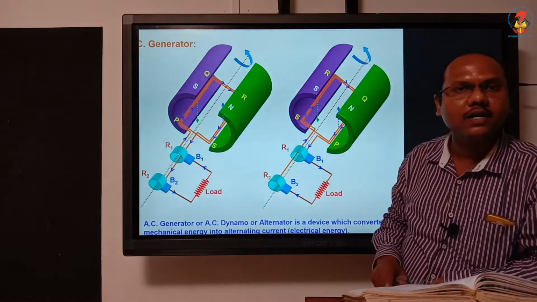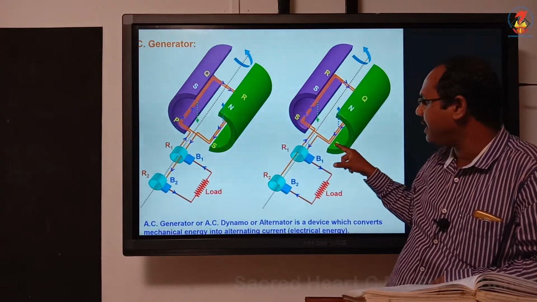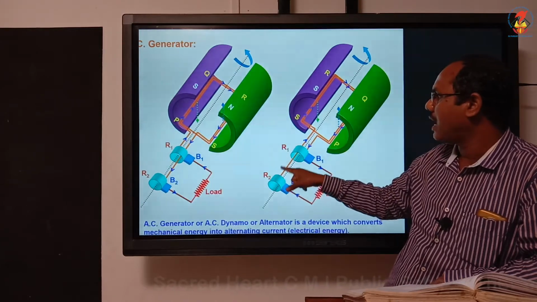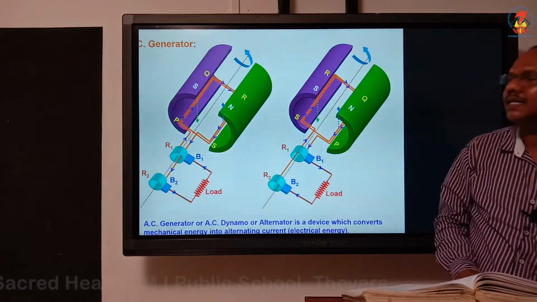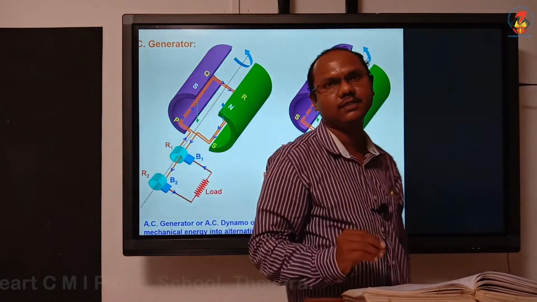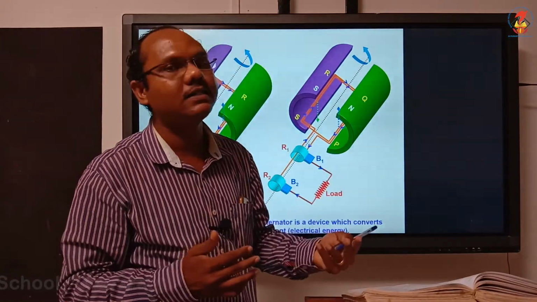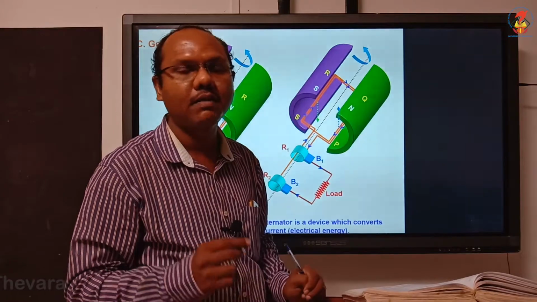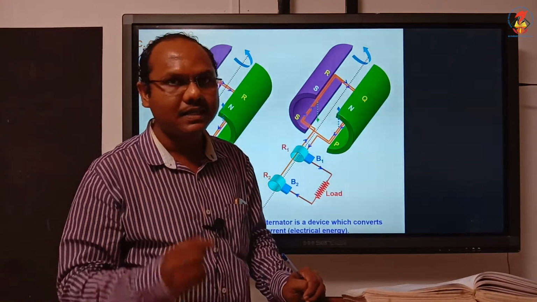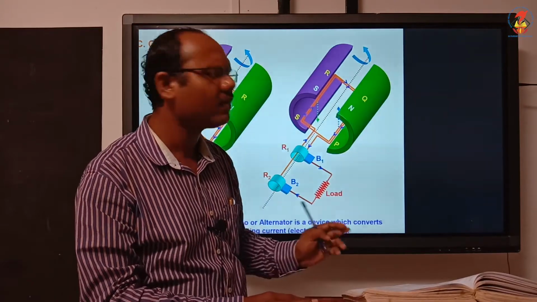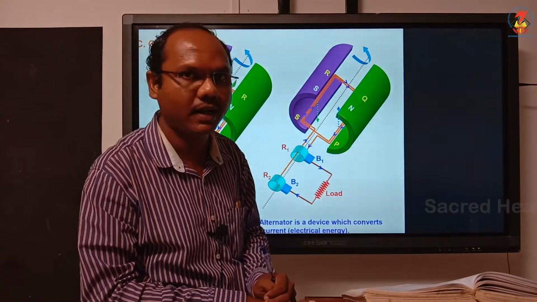So in the second figure, you can see the current is flowing from S, R, Q, P, B1, B2, R2, R1, S. So initially the current was flowing from PQRS, and after half rotation the current is flowing from SRQP. That means the direction of the current changes after every half cycle. That is why it is called AC generator, and that is why the current produced is called alternating current.